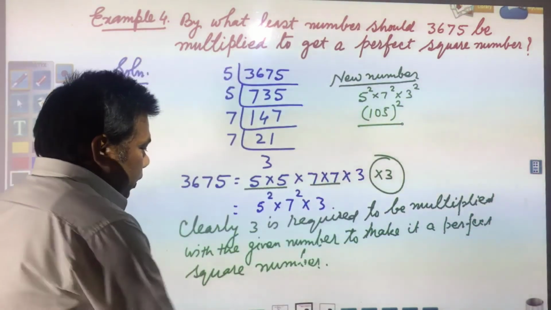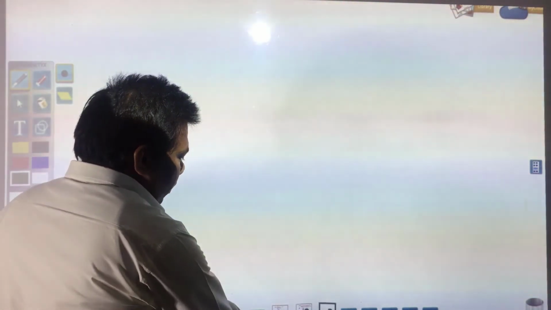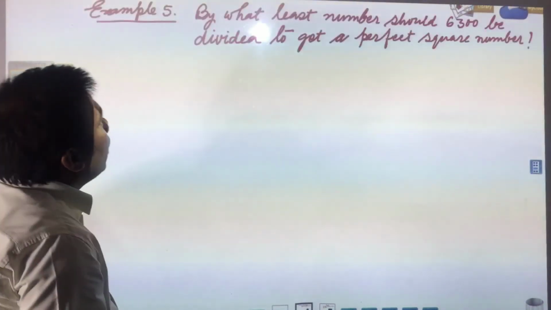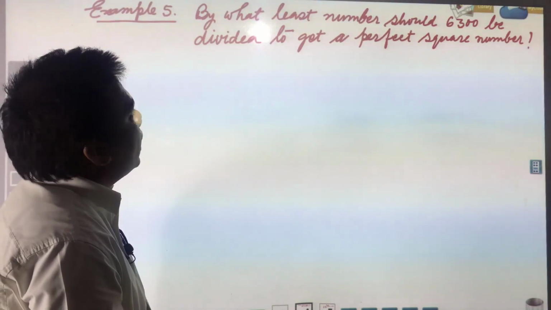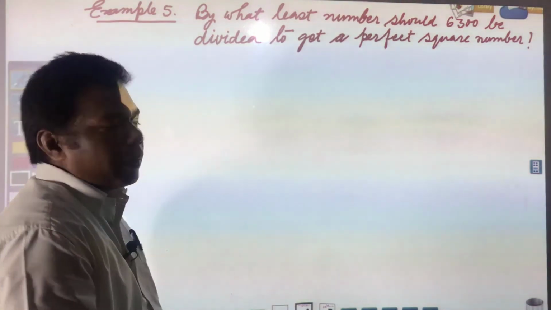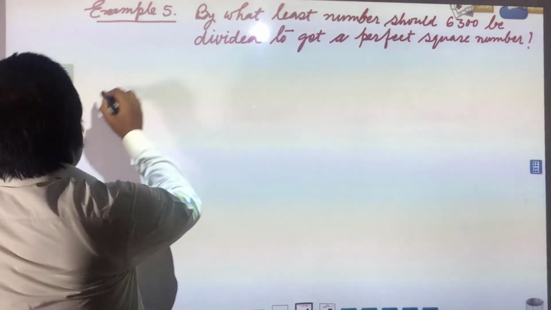Okay, next example you see. By what least number should 6300 be divided to get a perfect square number? Same thing is required to be done over here also.